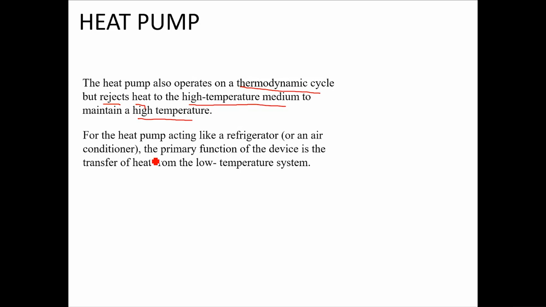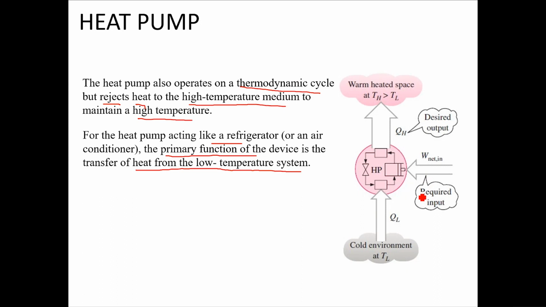For the heat pump, which acts like a refrigerator or an air conditioner, the primary function of the device is to transfer heat from low temperature to high temperature. It is basically taking the heat from the cold space. This is not your desired output now. In the case of a refrigerator, QL was the desired output. In the case of a heat pump or your heater, QH becomes the desired output. The heat it was initially rejecting outside becomes the desired output for you.